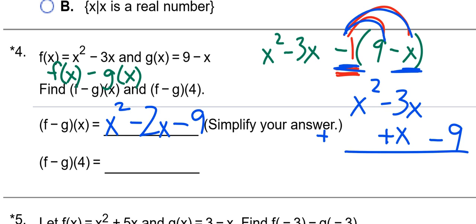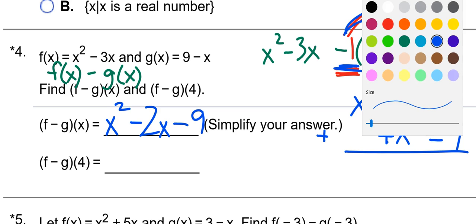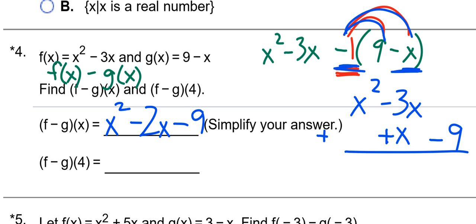Remember at the beginning I said, if you trust your answer, then use it. So this would be a good time for us to double check. What am I supposed to plug in for x? Hopefully you know it's a 4. So we have 4 squared minus 2 times 4 minus 9. That is one way to do it.